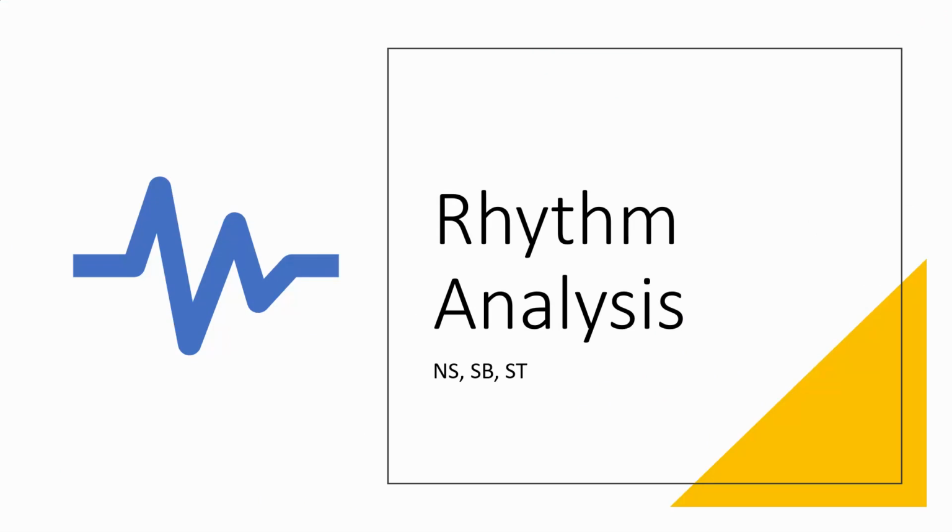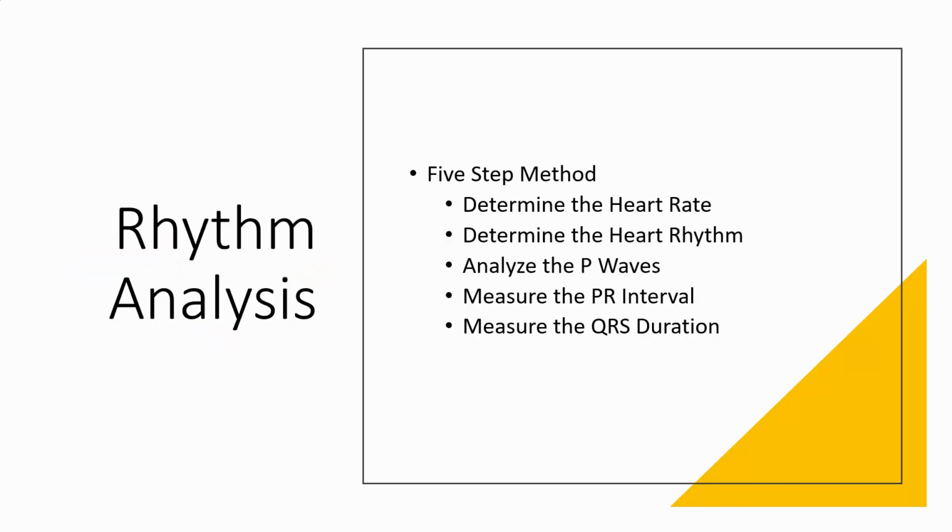So now that we talked about the cardiac cycles and all the different waves and parts, we're going to put it together in this rhythm analysis. I'm starting with normal sinus, sinus brady, sinus tach. But the first thing I want to talk about is how do we analyze a rhythm? There's lots of different methods, and you're going to use lots of different ones when you get into practice, but the 5-step method is a quick, easy, user-friendly tool to help you determine what a person's heart rhythm is.